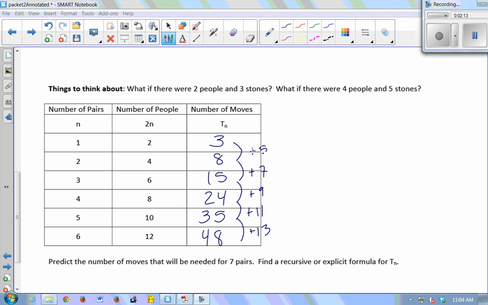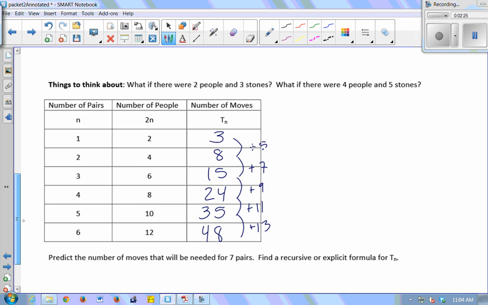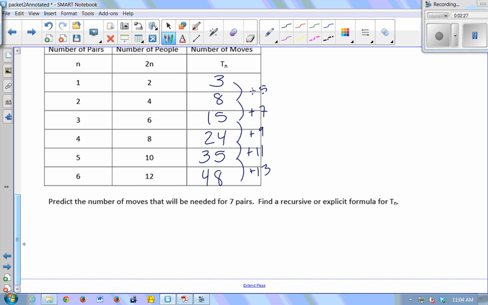We saw a pattern, and it looks like the pattern is we're adding odd numbers, right? You add the next odd number to the previous number of moves. So if I want to predict the number of moves for 7 pairs, right? So T sub 7, that would be the next one, plus 15. 48 plus 15 is 63? 63. All right.